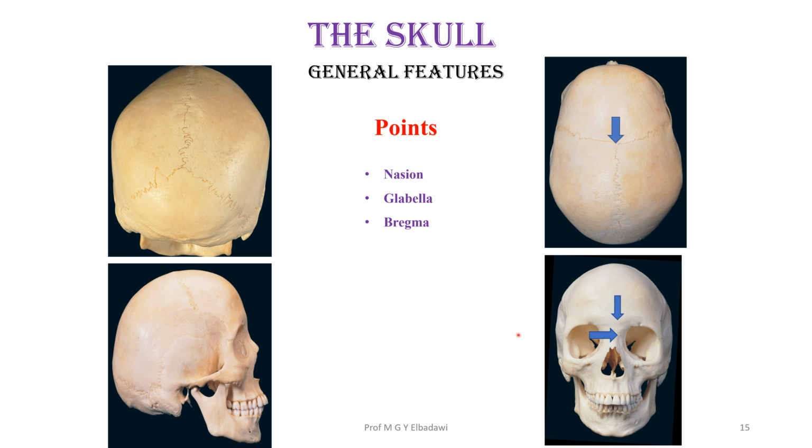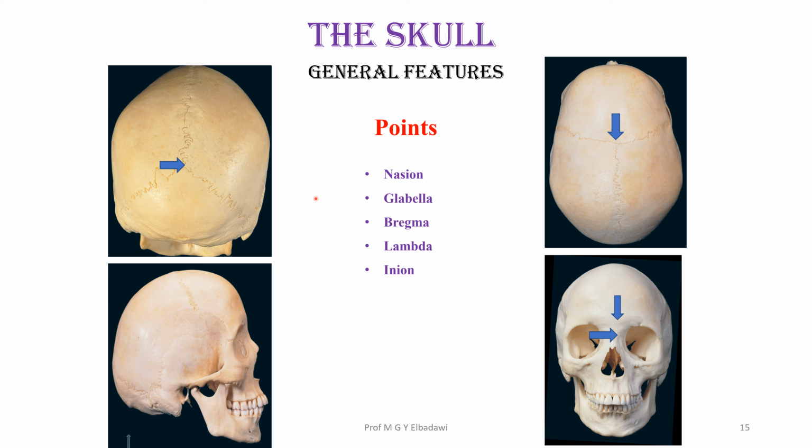The third is the bregma, the point at the meeting of the coronal and the sagittal suture. That is the bregma. The fourth point is the lambda, which is the point between the lambdoid and the sagittal suture here. That is the lambda.